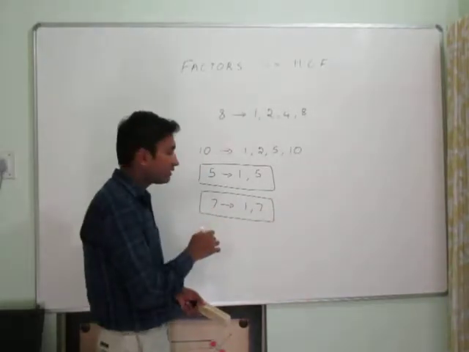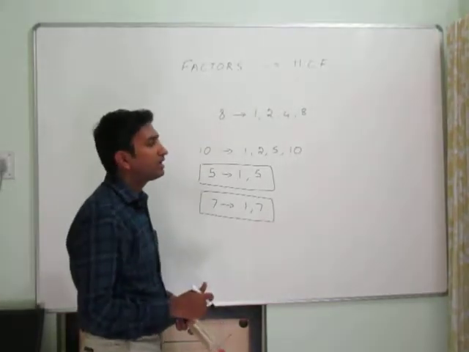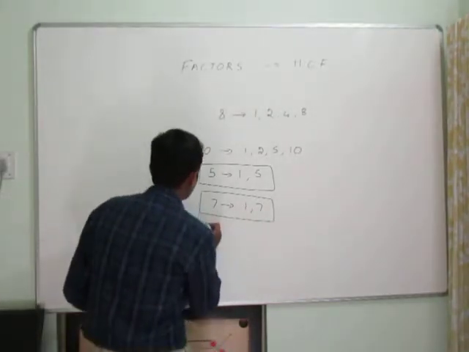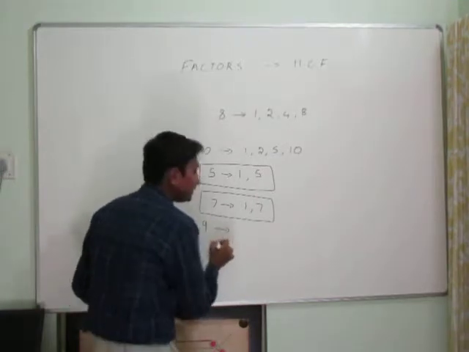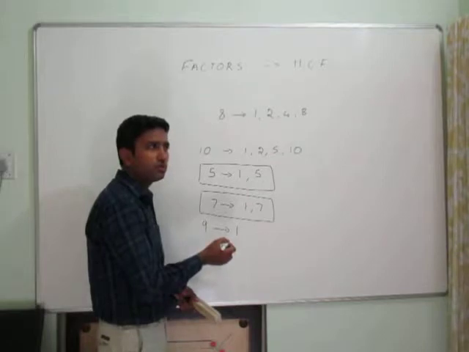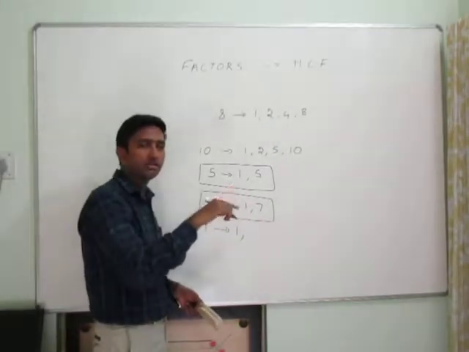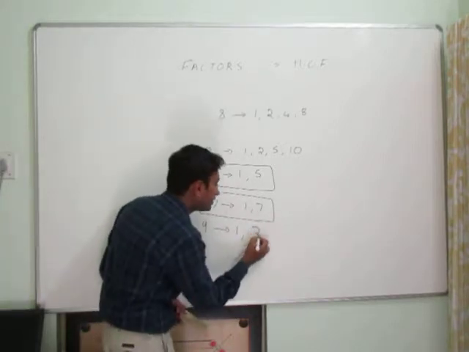How many factors does 7 have? 2 factors. Similarly, if I take 9, I'll find the factors of 9. Is 9 divisible by 1? Yes. 2 4s are 8, 2 5s are 10. No. 3 1s are 3, 3 2s are 6, 3 3s are 9. Yes, it is divisible by 3.